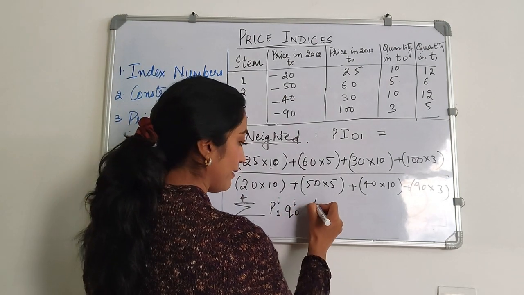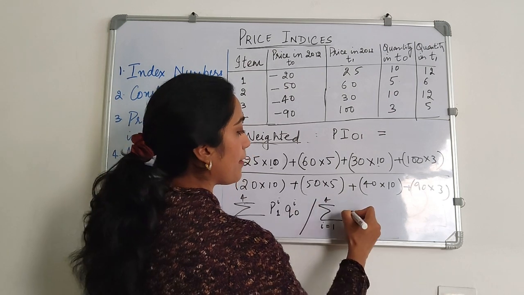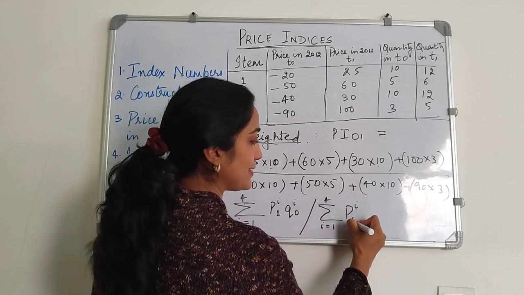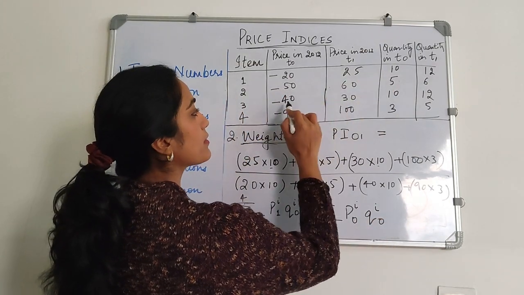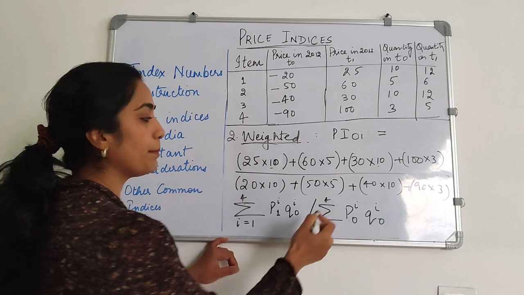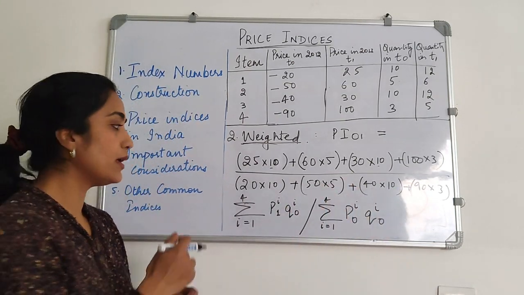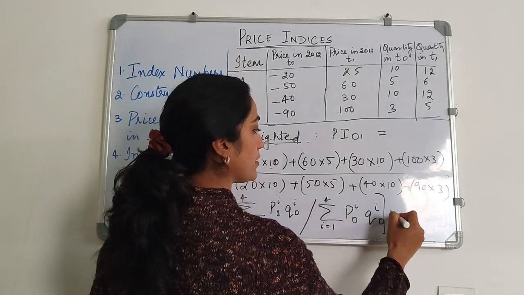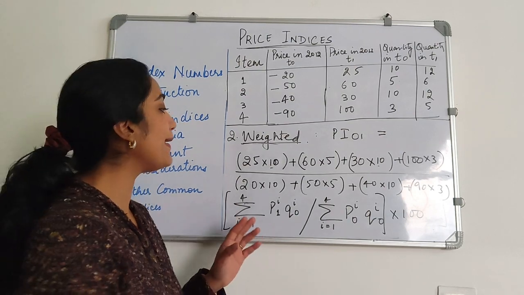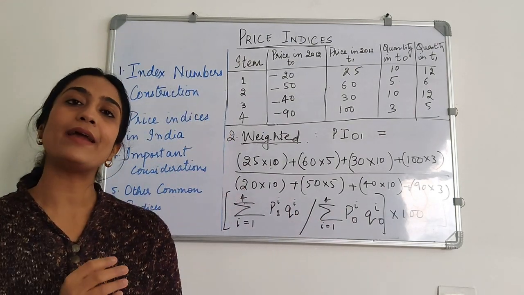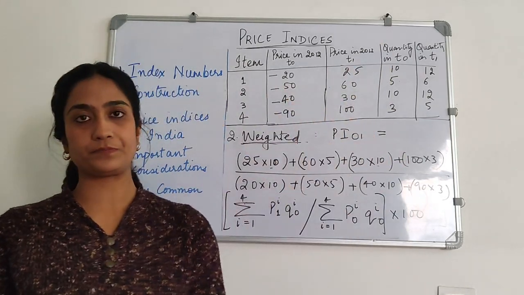Okay, and we will divide this, again summation going from 1 to 4, P i0 Q i0. So now we are multiplying these two quantities. You open it, P10 times Q10, P20 times Q20, and you will get these numbers. And of course, you multiply by 100. This is called a weighted price index. You weigh every price by its importance in the commodity basket.